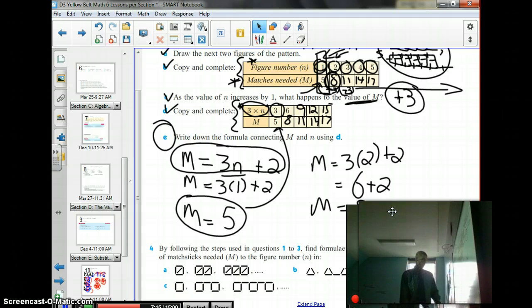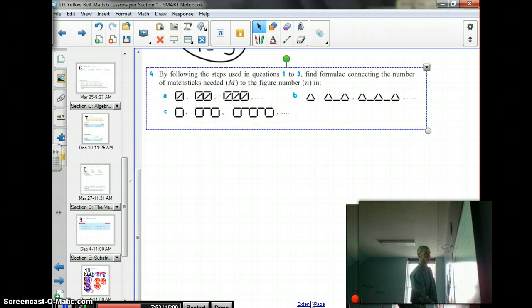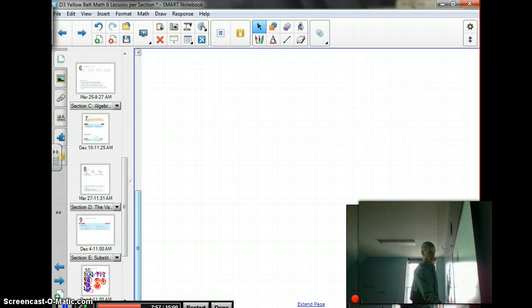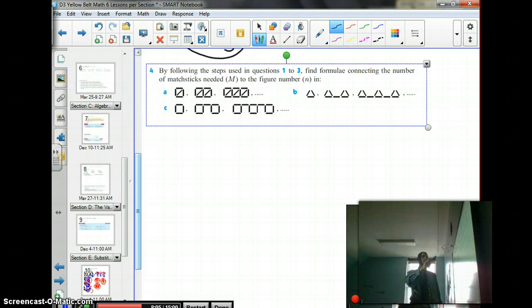All right, so we're just going to now scroll down. Let's look at question 4 really quickly. Okay. So question 4 says, following the steps used in question 3, find the formula connecting the number of matchsticks needed m to the figure number n.